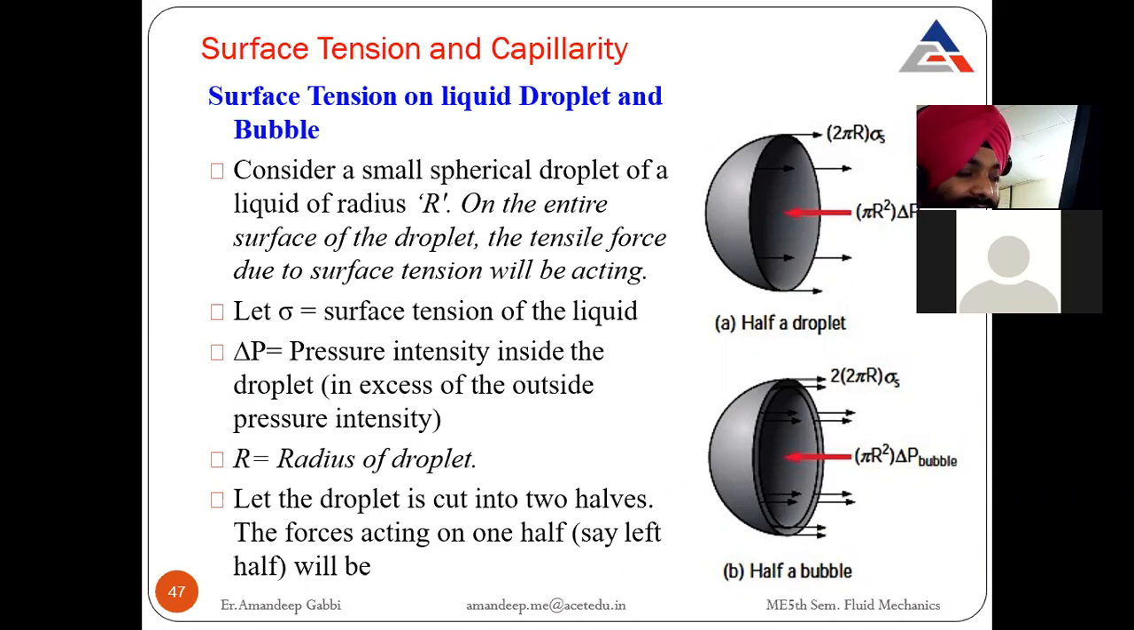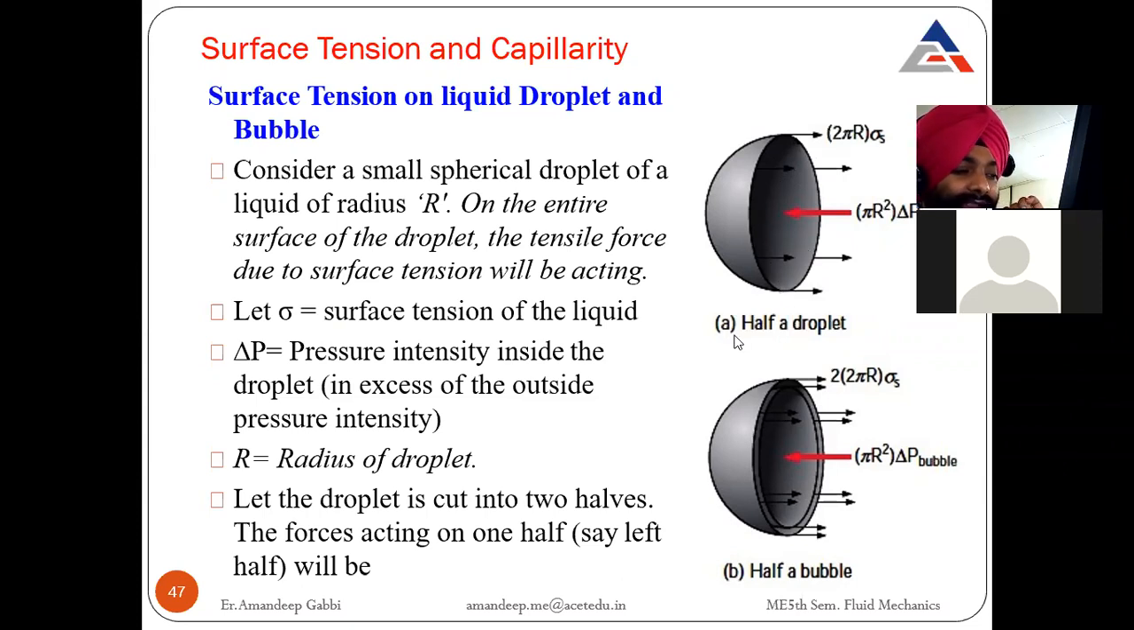Delta P is the pressure intensity inside the droplet. There is a pressure because of which it may burst, just like if you keep on blowing air inside a balloon, the pressure inside is increasing. Ultimately, that balloon will break or get torn away. Now, R is the radius of the droplet. So the pressure inside the droplet is delta P. Sigma is the surface tension of the liquid.